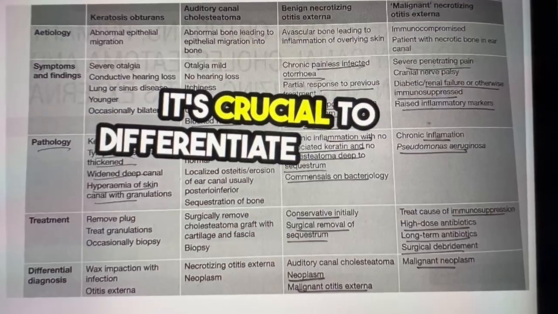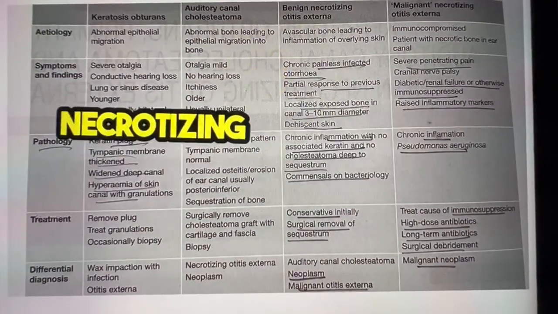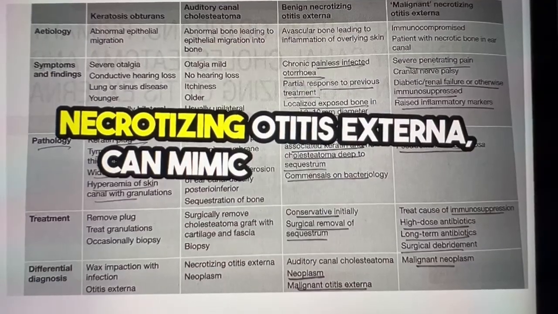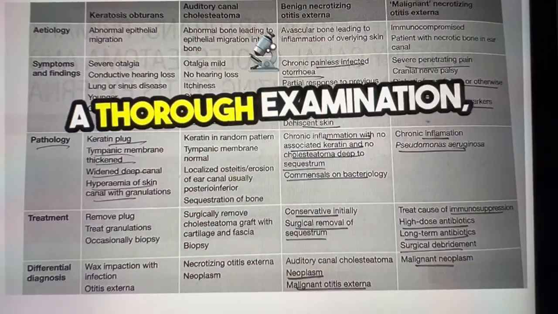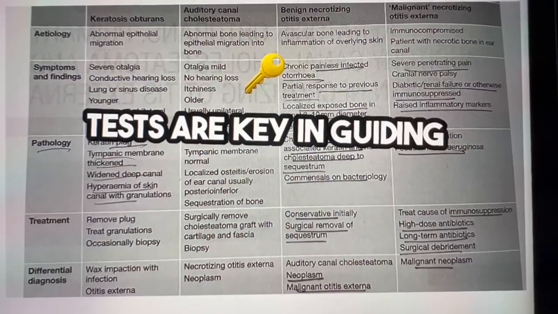It's crucial to differentiate between these conditions accurately, as some, like malignant necrotizing otitis externa, can mimic neoplasms. A thorough examination, proper imaging, and laboratory tests are key in guiding treatment.